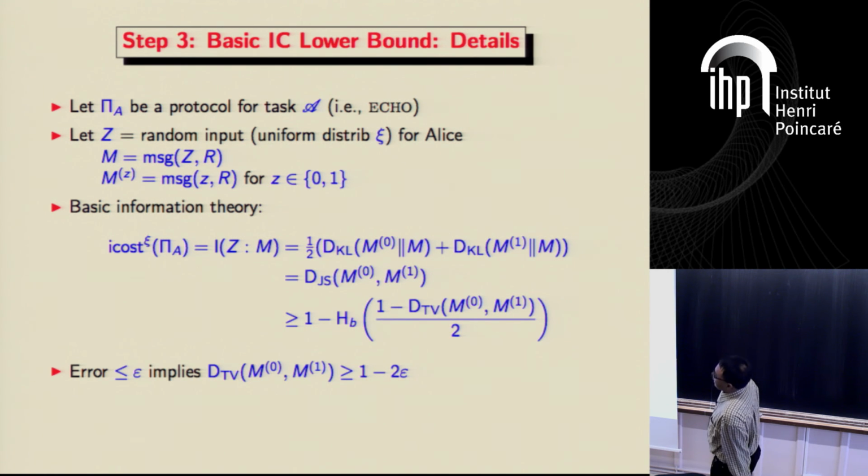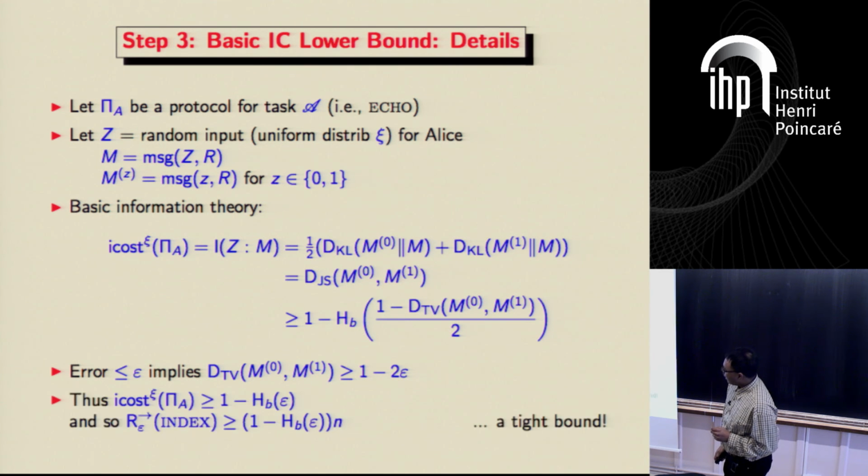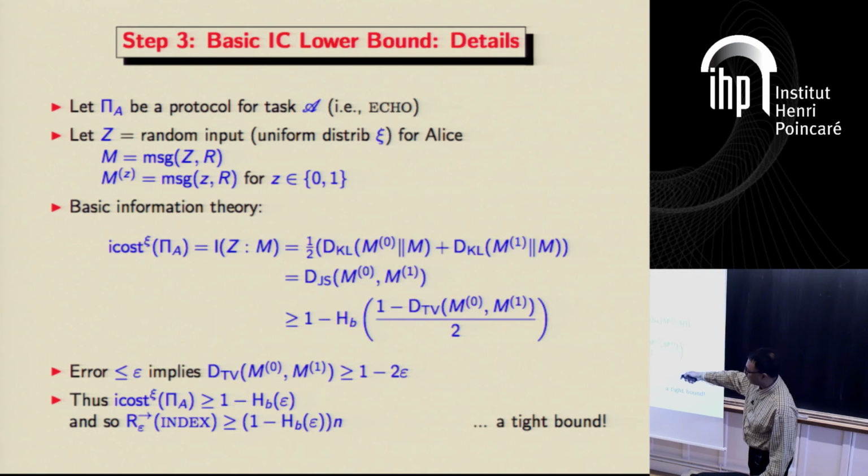So anyhow, you can use this to say the following. If the protocol's error is at most epsilon, then the two message distributions have to have statistical distance of at least 1 minus 2 epsilon, because Bob is supposed to be able to use this message and tell you whether Alice had a 0 or a 1. So Bob should be able to distinguish these two cases. And so if you plug this in over here and use monotonicity, then you get this result.